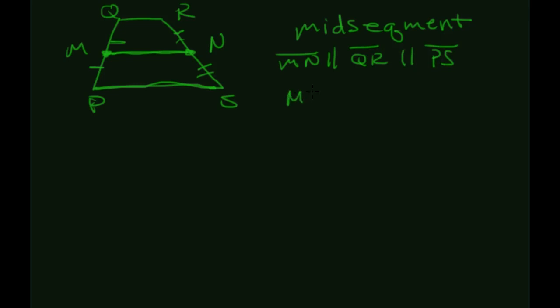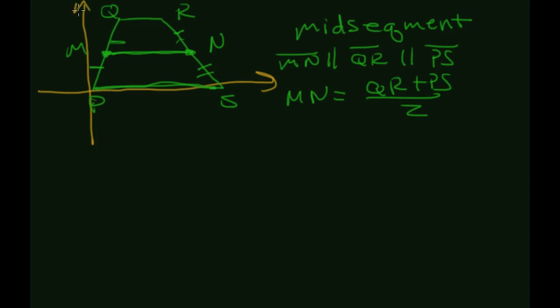And two, the length of MN is equal to the length of QR plus the length of PS, divided by 2. That's a little bit more convoluted, but I'm arguing that if I take the average of the top and the bottom, I get the length of the middle. Alright, so the best way to go forward on this is to actually place this thing in the coordinate plane. So I'm going to put P at the point 0, 0, and I'm going to carefully locate the other vertices. We're going to put S here at the point C plus 2D, 0.